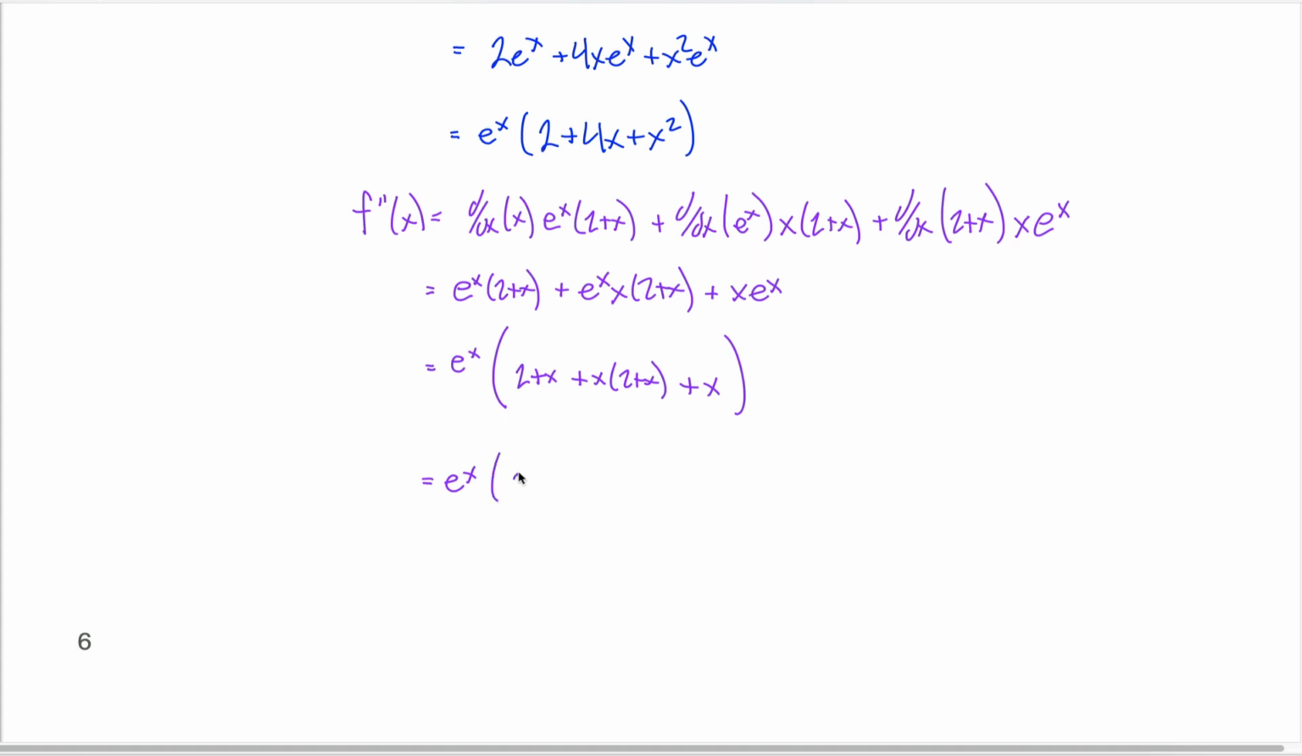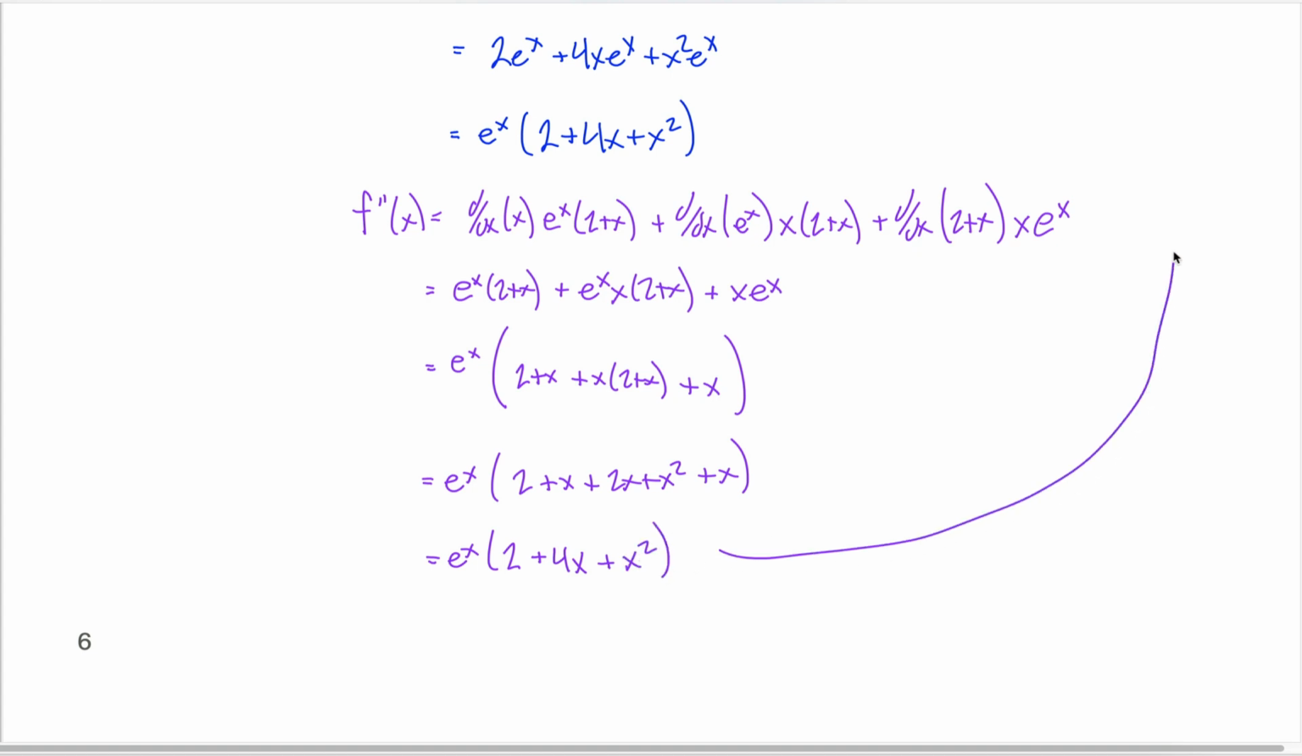Yeah, absolutely I can. I get 2 plus x plus, instead of x times 2 plus x, I can distribute the x through and get 2x plus x squared, and then I still have this last x out here. If I combine like terms, for my constants I have a 2. For my x's I get 1x, 2 more x's, and 1 more x, so a total of 4 x's. And then for my x squareds, I just have the 1 x squared.